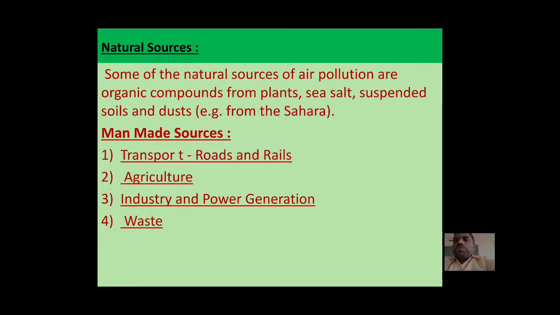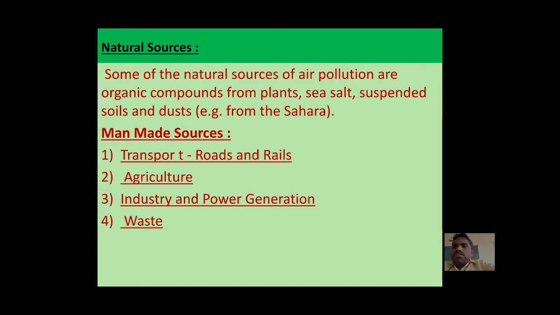Here, one more time I will tell you: some of the natural sources of air pollution are organic compounds from plants, sea salt, and even fires, meaning forest fires, and volcanic eruptions. These also cause air pollution. See, forest fires release some toxic gases, and volcanic eruptions also release harmful gases into the environment. When these gases enter the atmosphere, we can see air pollution.